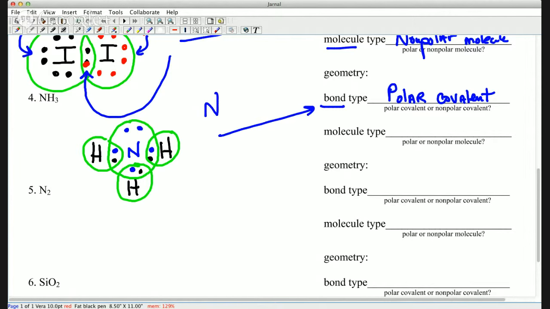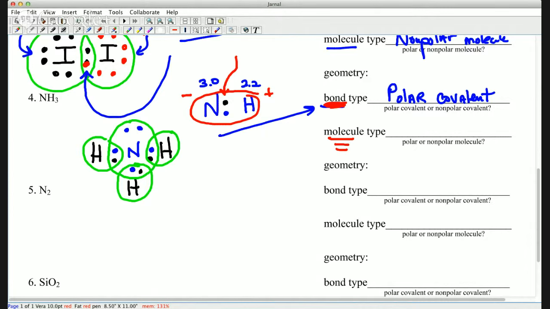Nitrogen is much more electronegative than hydrogen. Nitrogen is about a 3.0, and again, hydrogen is about a 2.2. So clearly these electrons are being shared unequally toward the N side. So just considering the bond, this nitrogen side is a little more negative compared to the hydrogen side because that pair is closer. That's why.